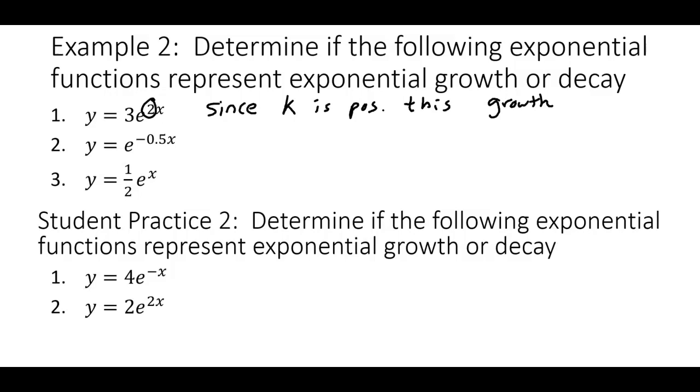Adriana, I think I already called on you, right? Or did I call on you yet? Okay, so Adriana, what's my k value on number 2? Yeah. On this one, we would say since k is negative, this is decay. In other words, over time, the function is decreasing. It's getting smaller over time. So the k is the number in front of the x. If it's positive, we have growth. If it's negative, it's decay.